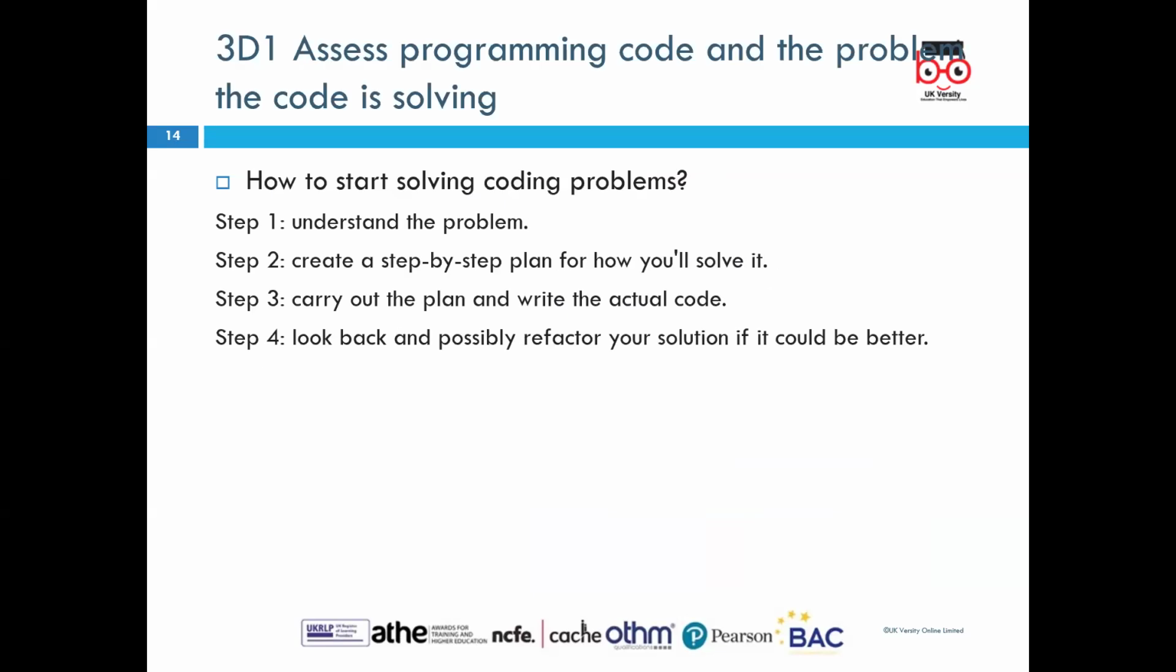Our distinction task: now I'm going to assess programming code and the problem the code is going to solve. Here we have some steps that we need to take into consideration. So how do we start solving a coding problem? First things first, we need to understand what problem we've been given.